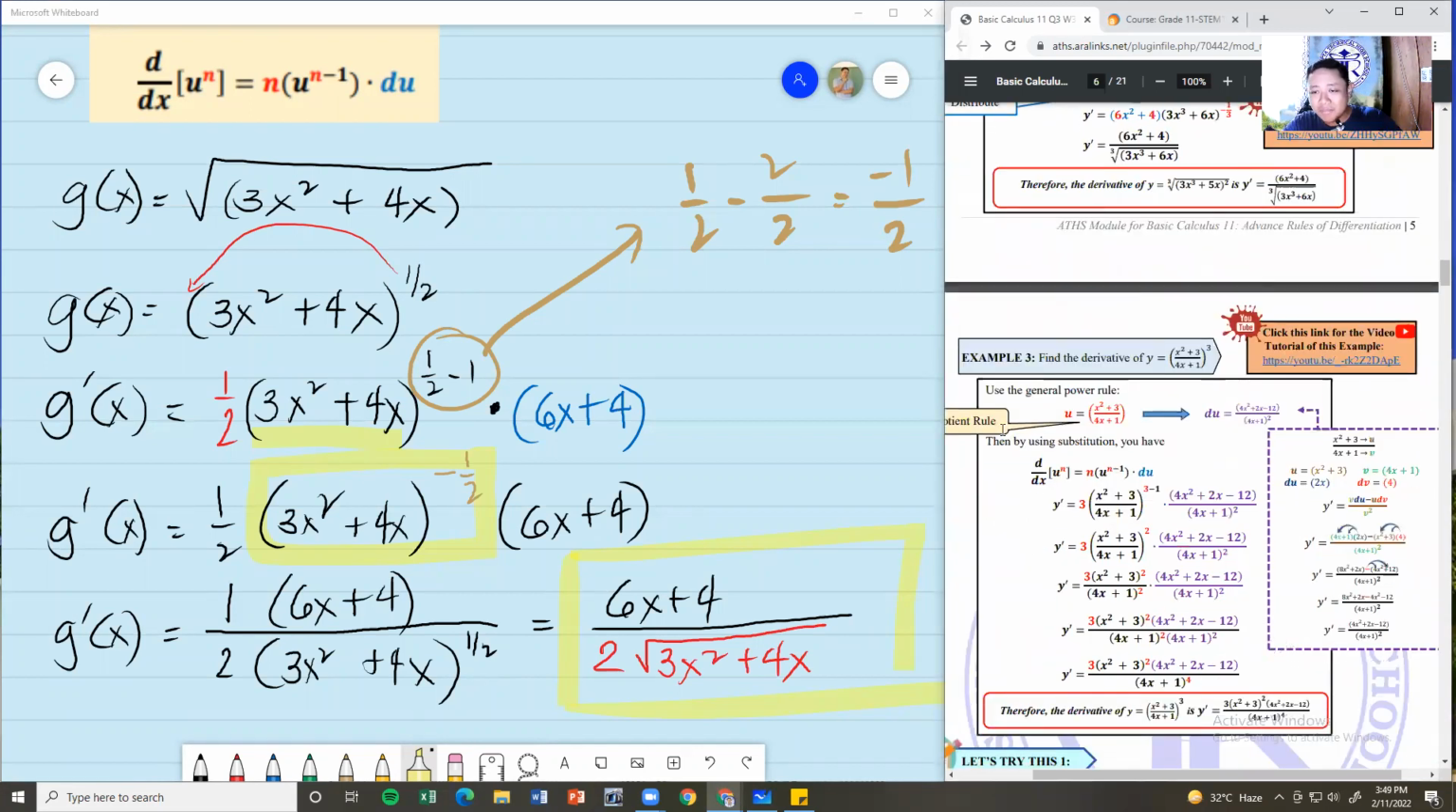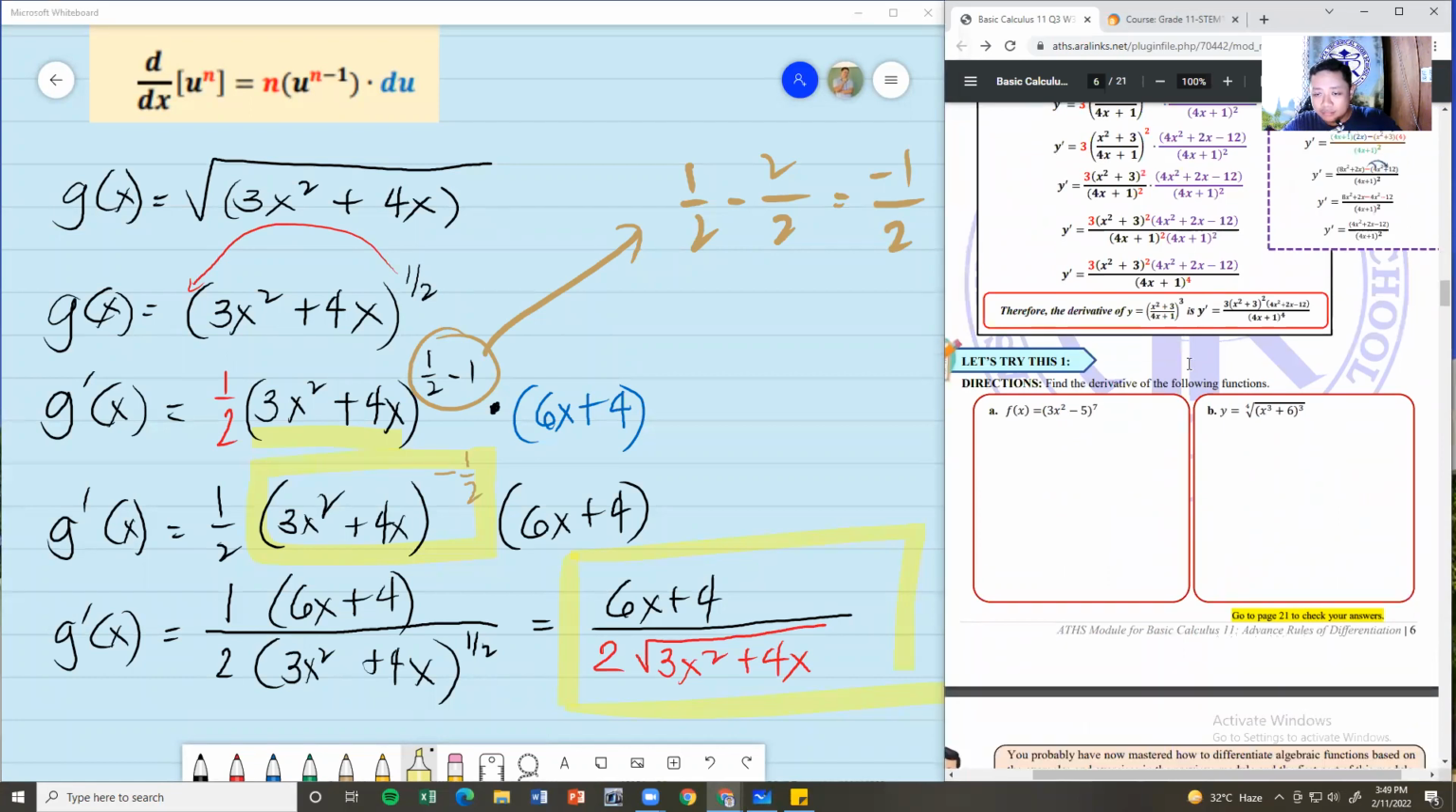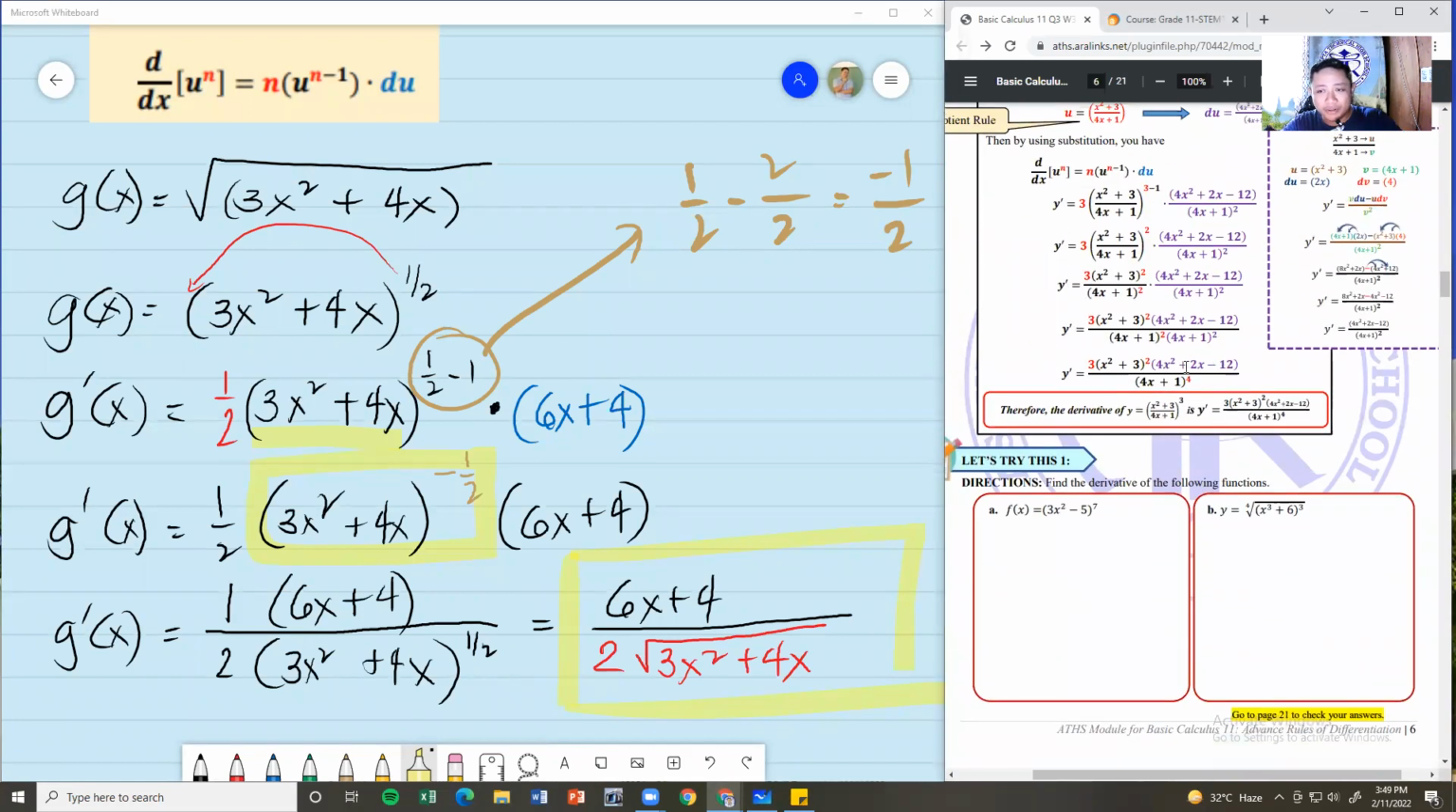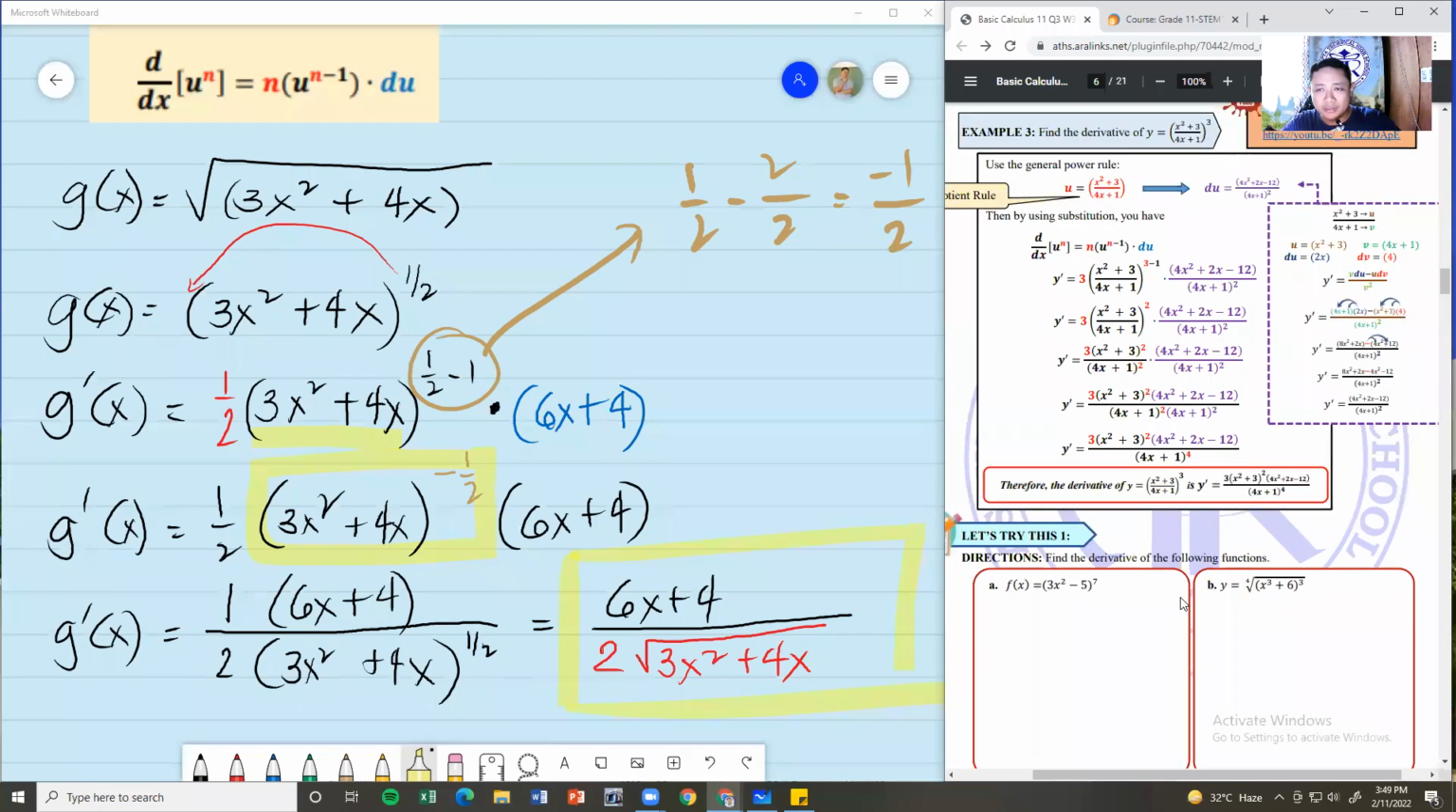Paulit-ulit lang. O, this one naman, quotient rule. And then, pwede rin gamitan ng product rule. Do you also want to have examples of quotient rule and product rule for the general power rule? Yes or no? Let me see your reactions. Okay, your classmates are showing thumbs up. O, sige. They want an example wherein we will be applying the concept of product rule alongside with our chain rule. Okay, game.